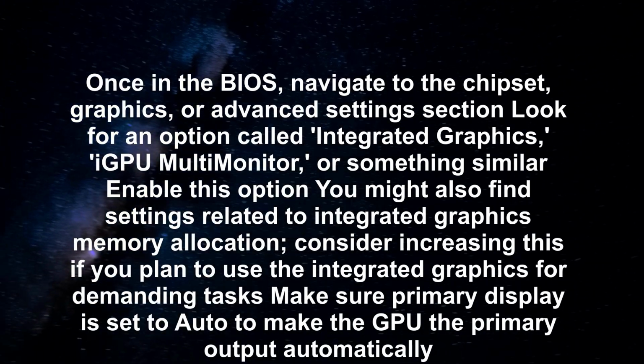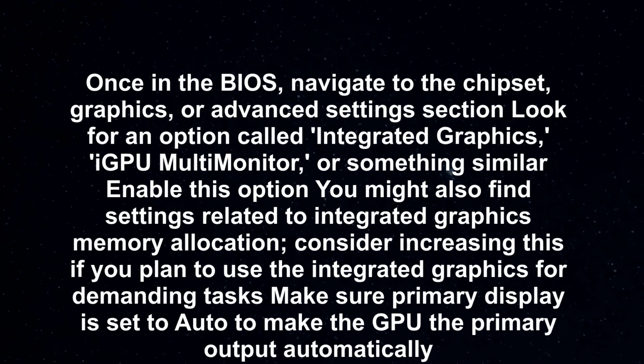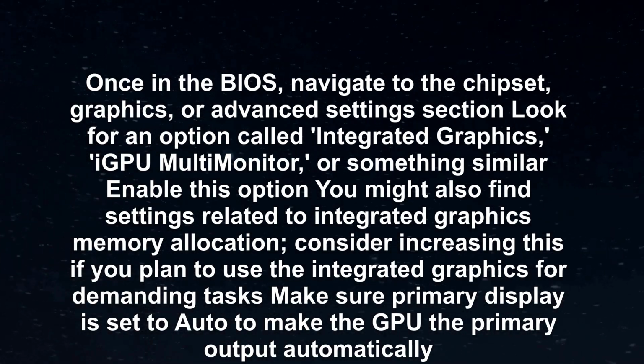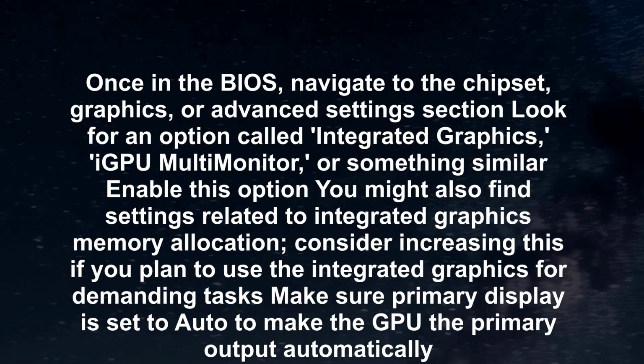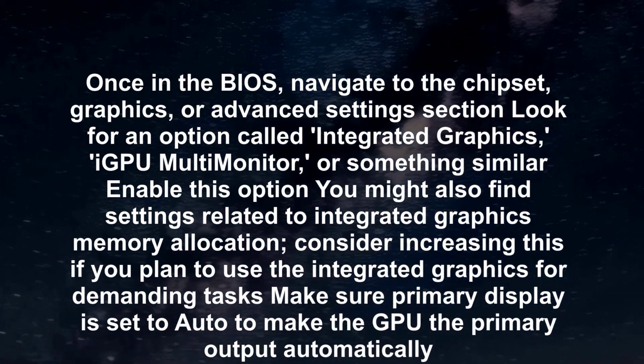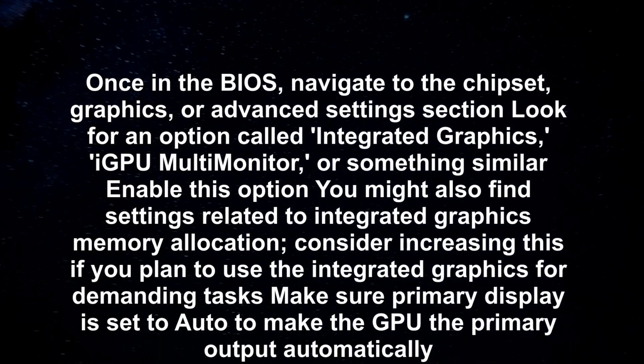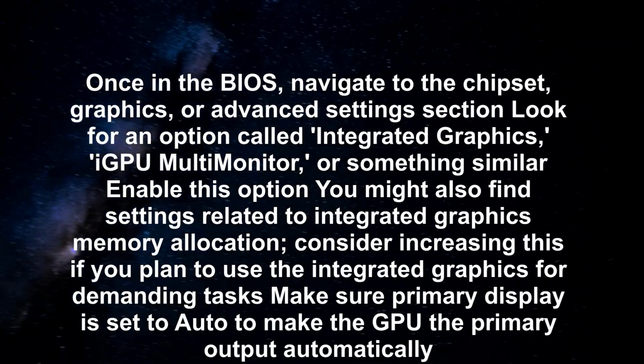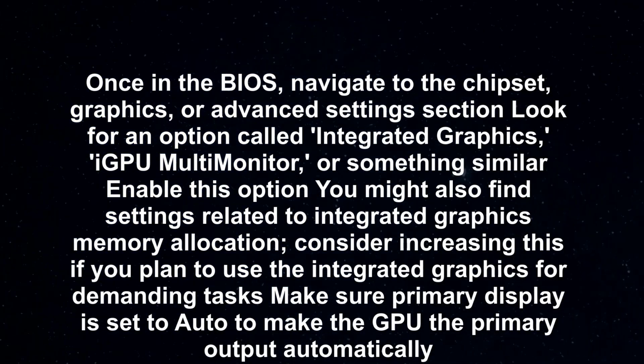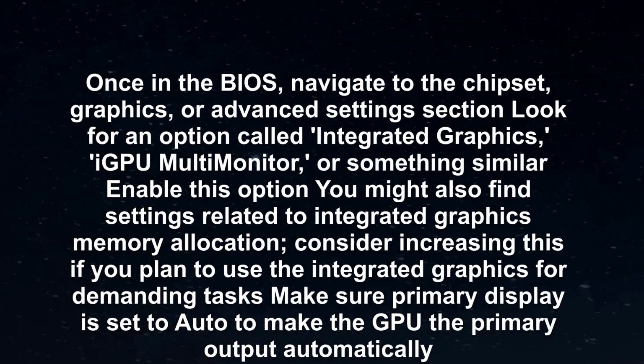Once in the BIOS, navigate to the chipset, graphics, or advanced settings section. Look for an option called Integrated Graphics, iGPU Multi-Monitor, or something similar. Enable this option. You might also find settings related to integrated graphics memory allocation. Consider increasing this if you plan to use the integrated graphics for demanding tasks.